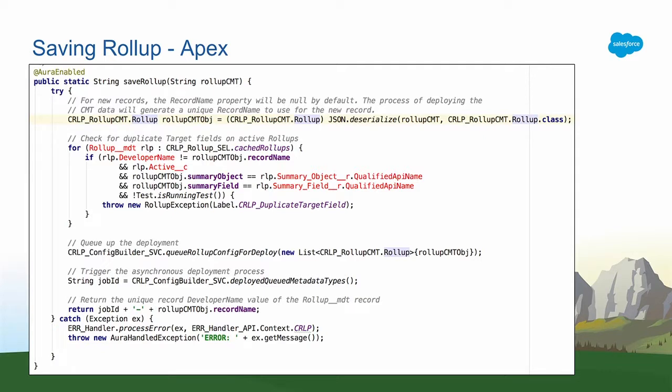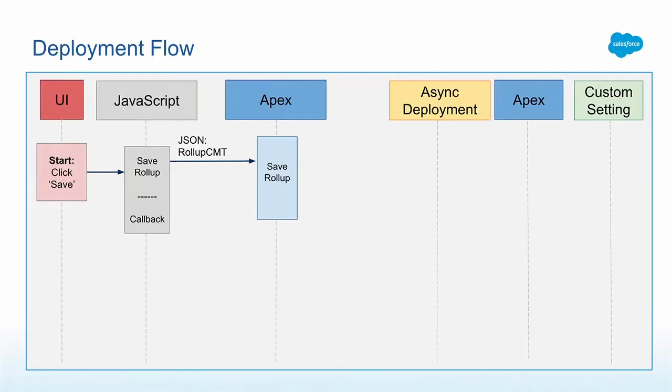Okay, so we're going to deserialize that JSON into something that the metadata API can use here, the custom metadata. We'll do a little bit of validation to ensure that we aren't reusing any of our target fields, and then we're going to queue up the custom metadata for deployment and then deploy it. And when we have queued up that deployment and finally deployed it, it will return a string that is the metadata API deployment job ID, and that's going to be important, and we're going to use that to check the status of our deployment as we go along.